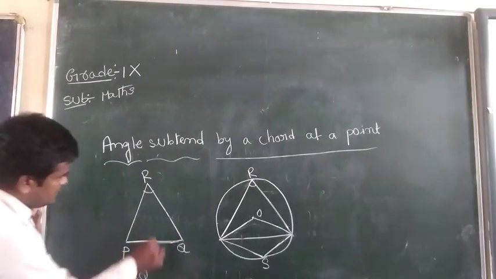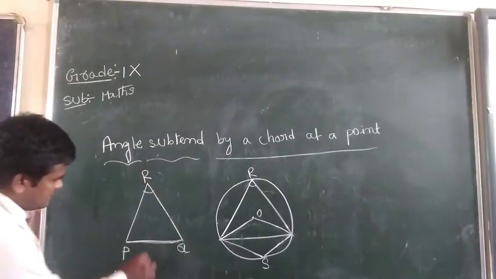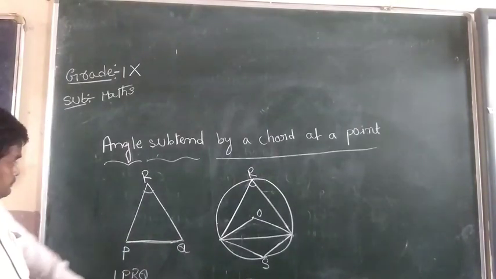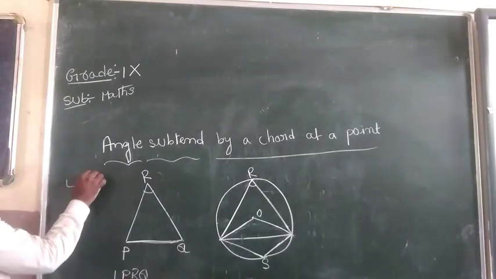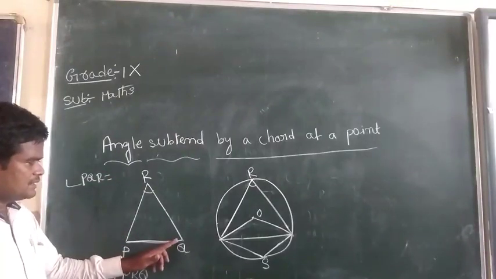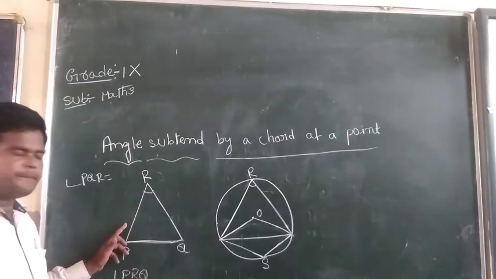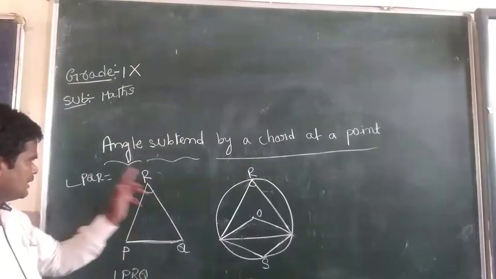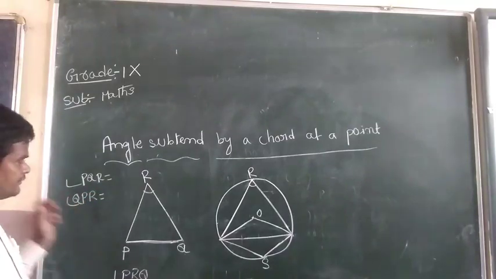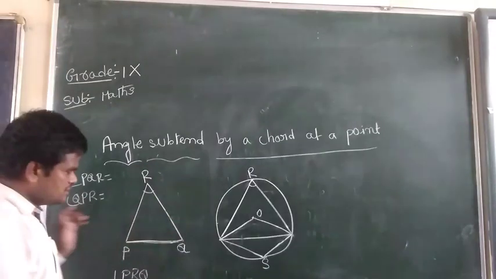Suppose angle PQR. Angle PQR is the subtended angle of line segment PR. Here angle QPR is the subtended angle of line segment QR.